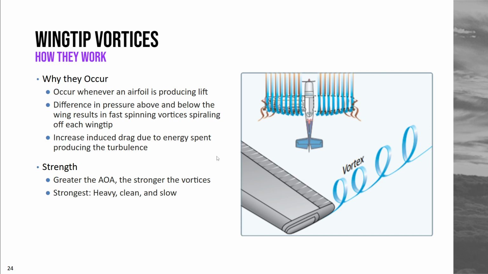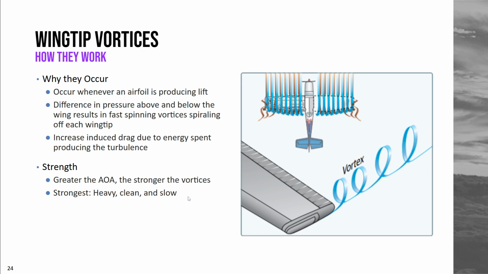So we talked about wingtip vortices a little bit before when we were talking about induced drag. Remember, when an airfoil produces lift, there's a high pressure below, low pressure above. That difference in pressure results in these vortices. These vortices will increase induced drag due to the energy spent creating the vortices. So the greater angle of attack we're flying at, the greater the pressure differential, meaning the stronger the vortices.